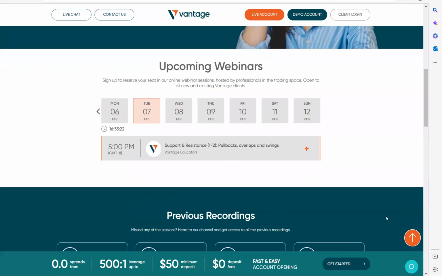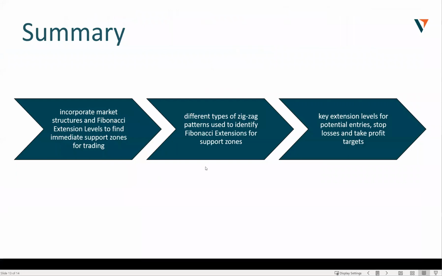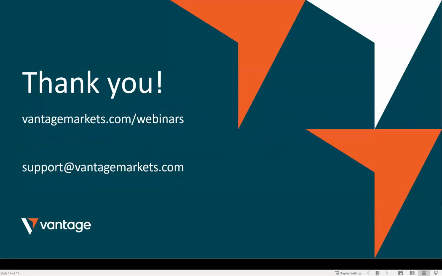Okay, so I see that we have no other questions. So that's all that we have for today for the Fibonacci extension. For next week, we will be taking a look at examples on how we can use them combined with Fibonacci retracement.